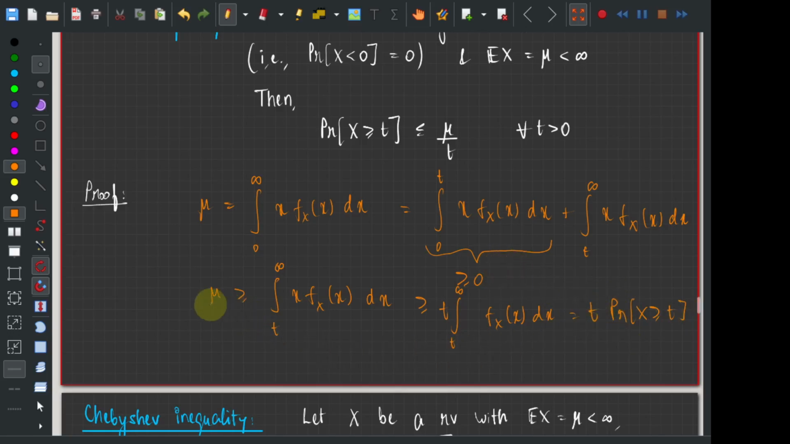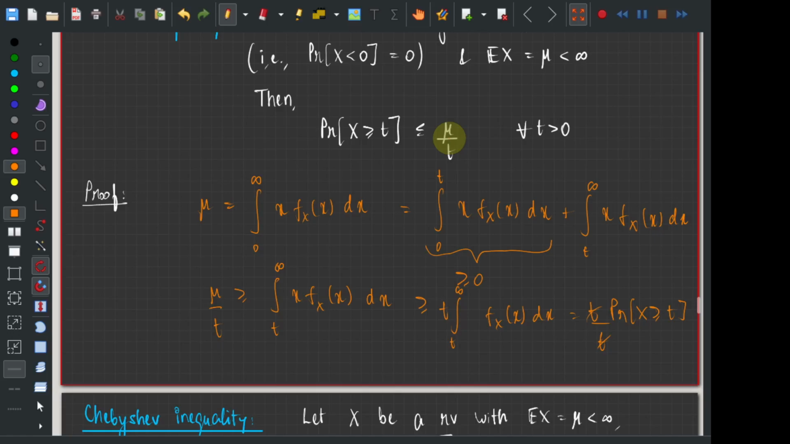If I divide this by t, I have mu by t greater than or equal to the probability that x is greater than or equal to t. So the probability that x is greater than or equal to t is less than or equal to mu by t. This is a basic bound, and it's not particularly good, right? In most applications, this turns out to be a very weak bound. And of course, it works only for non-negative random variables.